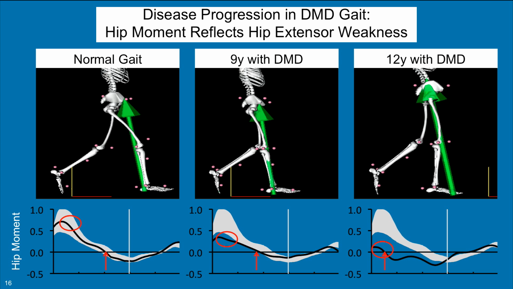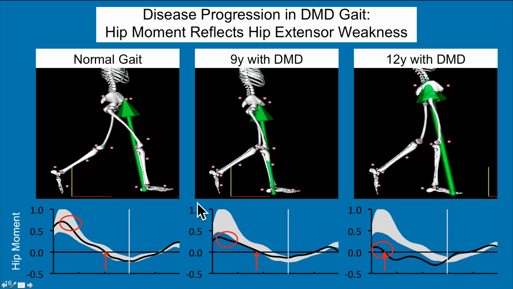So now, if we look at these moments for our young boy that we showed you with Duchenne muscular dystrophy, we're going to compare that to normal. So here is our normal gait, and the vector, this picture that I'm showing you is right about this phase. We're looking at peak moment. And you can see here for peak moment that the ground reaction force vector is in front of the hip, and that moment is within normal limits. And the duration of that moment during gait is also normal at this point.